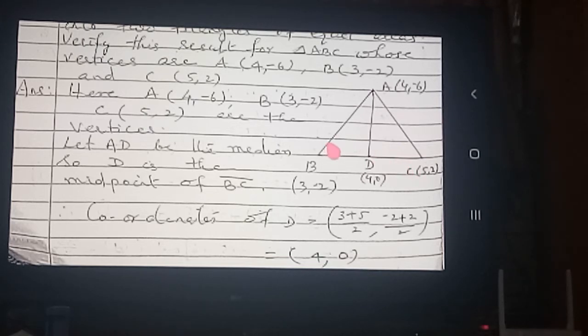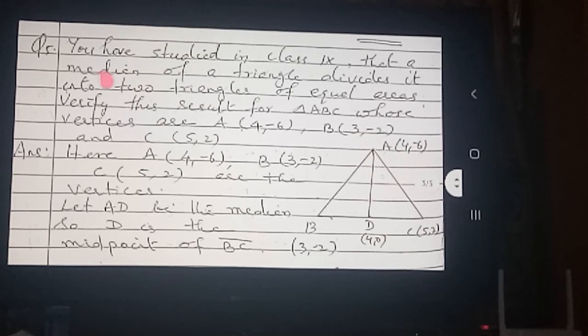Area of triangle ABD you got as 3. Area of triangle ACD also how much got? 3. That only was asked in your question: verify this result for triangle ABC. So the median of a triangle divides it into two triangles with equal areas. So you write the conclusion also at the last.